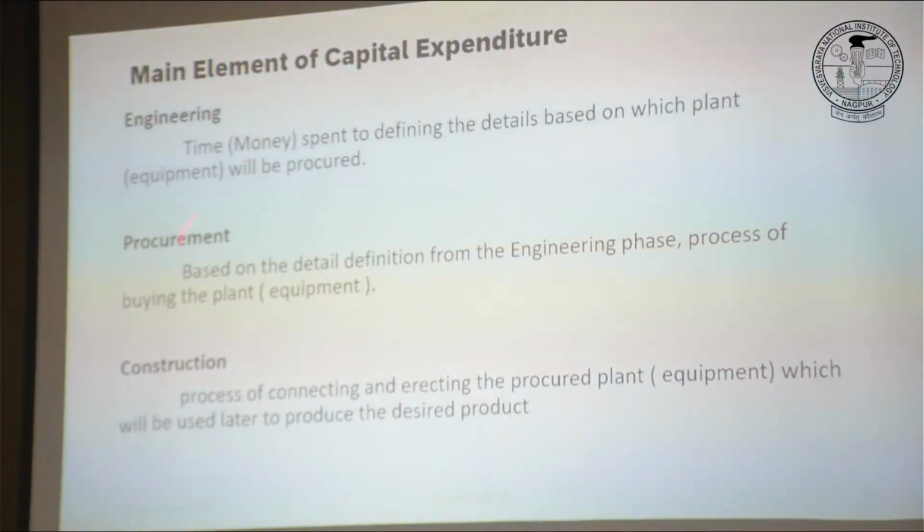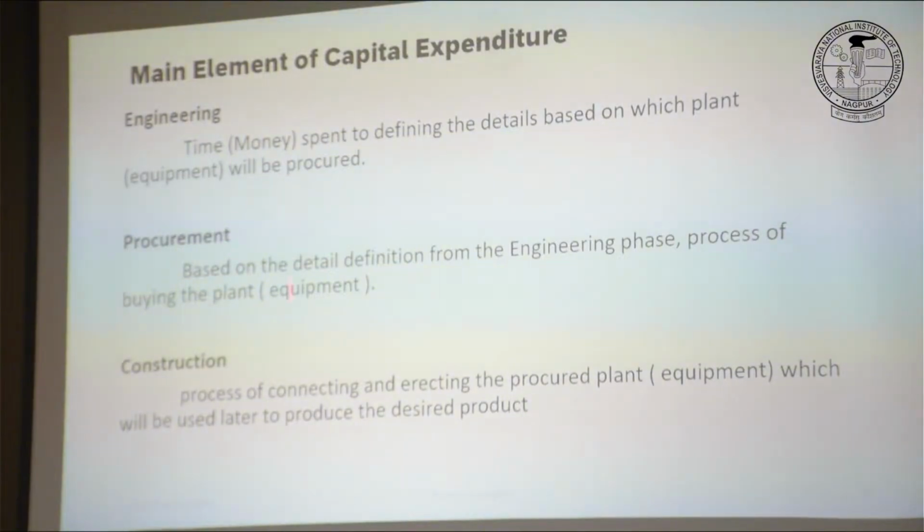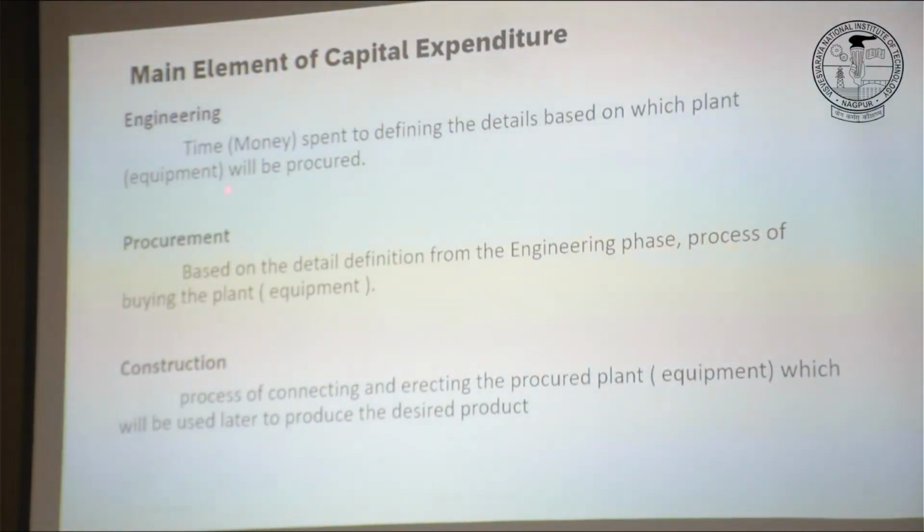First is engineering, procurement, and then construction. So procurement is directly related to buying the hardware, right? And engineering is associated with all the time spent, and time is nothing but money. So you have to pay salaries to engineers who do all those calculations. So engineering is associated with all the efforts or time spent to come up to a specification which you can give to somebody and say, this is what I want to buy.